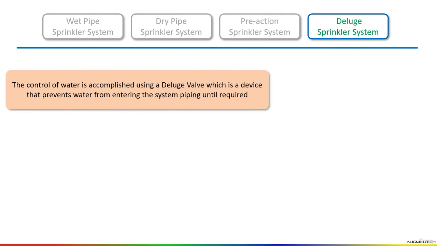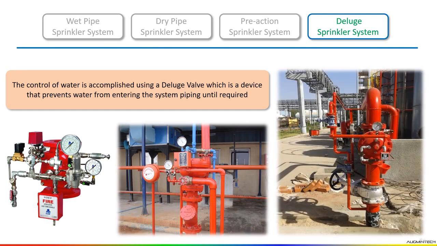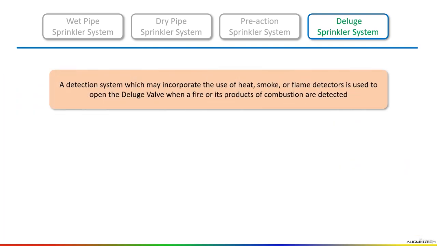Now the control of water is accomplished using a deluge valve, which is a device that prevents water from entering the system piping until required. A detection system which may incorporate the use of heat, smoke, or flame detector is used to open the deluge valve when a fire or its products of combustion are detected.